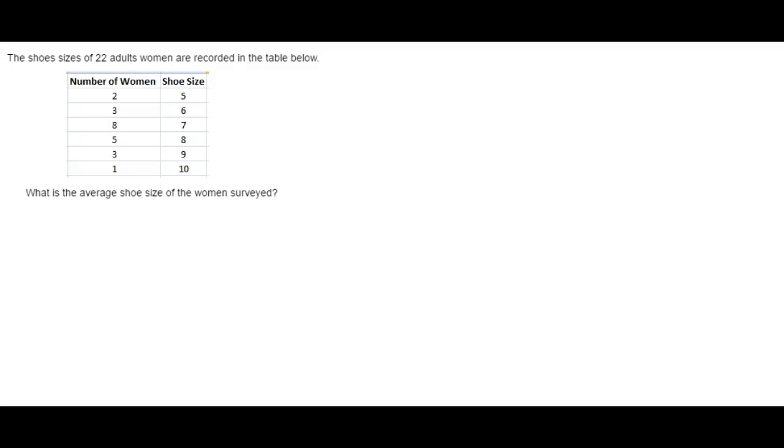Another way to approach the average is to group the like things together. So this one is shoe sizes of 22 adult women, and they're recorded in the table. But there's 2 women with a shoe size of 5, 3 women with a shoe size of 6. So really, if we were to write this out, we have 2 5s, and 3 6s, and 8 7s, so we get a very large amount of data. But if they're grouped together like this, instead of having to write out 22 things, we can approach this a little bit differently to find the average of all the shoe sizes of the women surveyed.